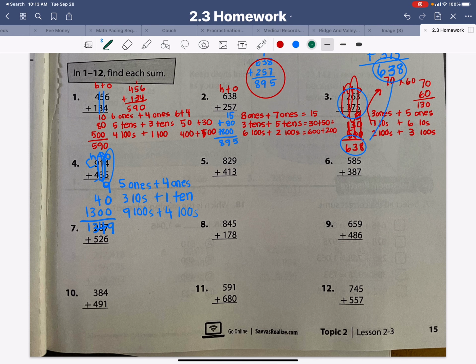I'm going to use green to check it. So 914 plus 435. 4 plus 5 is 9. 3 plus 1 is 4. 9 plus 4 is 13. 1349 matches 1349. Winner, winner, chicken dinner.